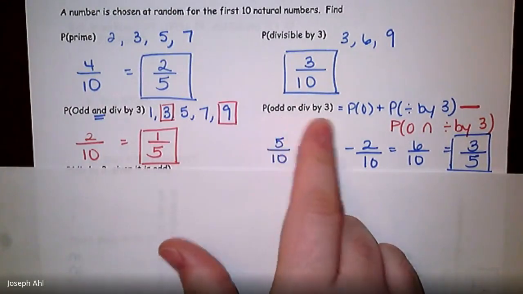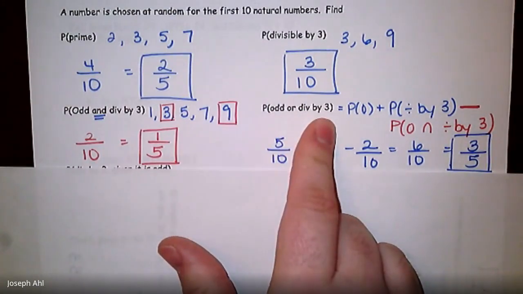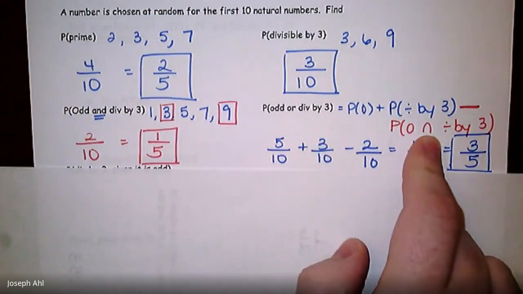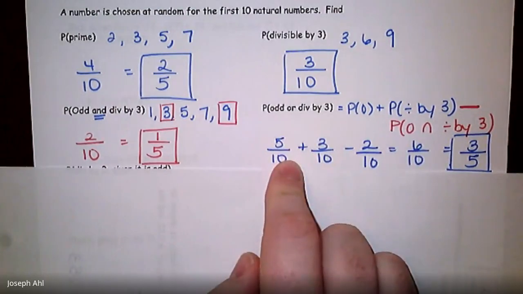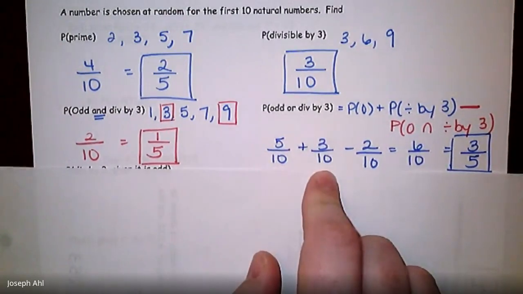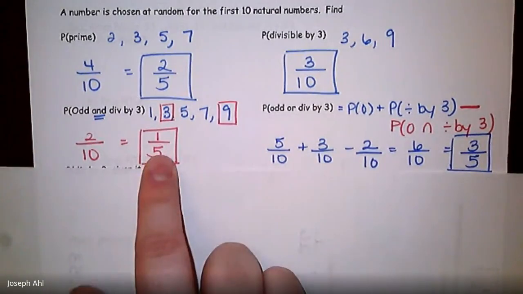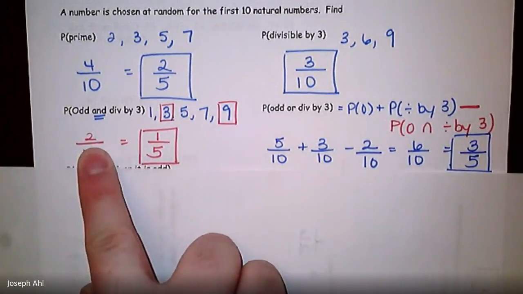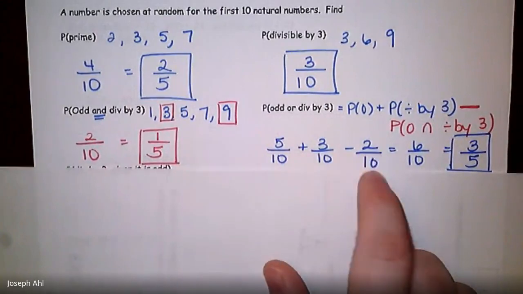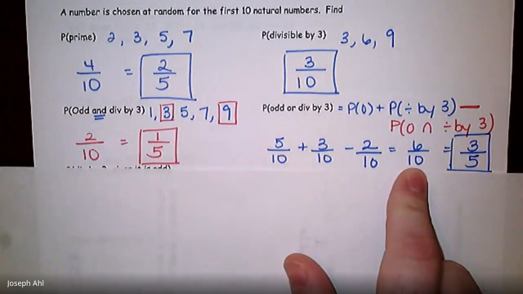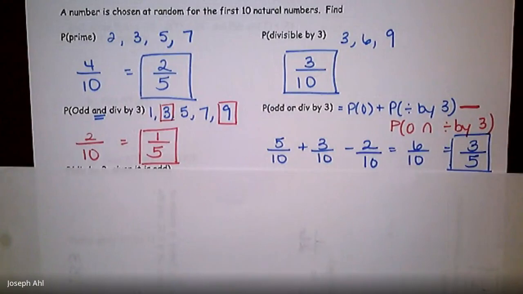And then if it was odd or divisible by 3, now it can be one or the other. But remember, we have to subtract out any intersecting values. So in my list, there's 5 numbers that are odd. There's 3 numbers that are divisible by 3. And we just determined in this last probability that 2 of them are both odd and divisible by 3. So if I subtract out that intersection, we get 6 out of 10, which reduces to 3/5. So hopefully you remembered that addition rule from yesterday. If the events are not mutually exclusive, you then have to subtract out the intersection.